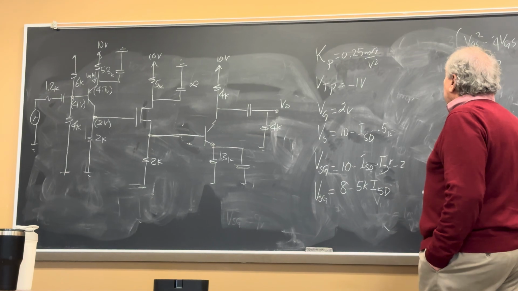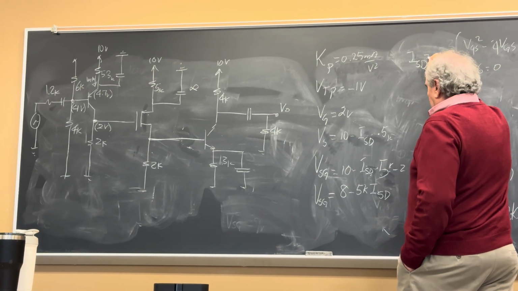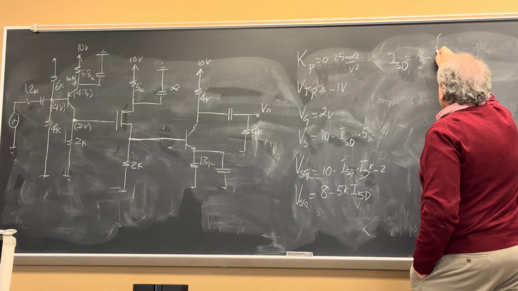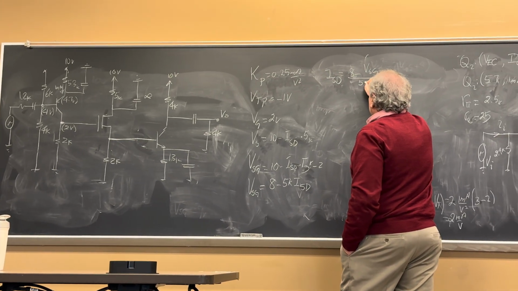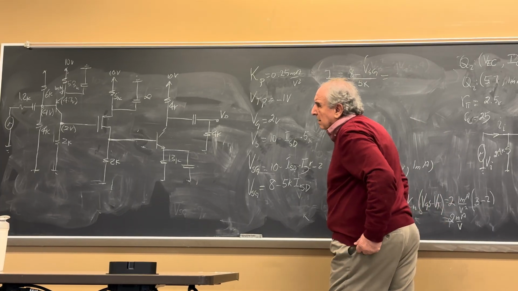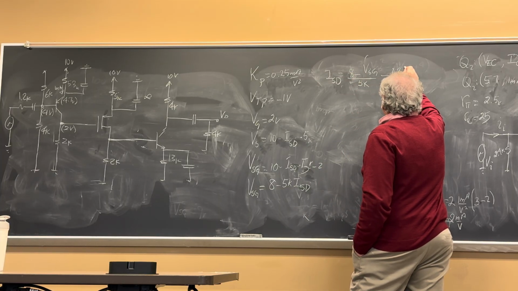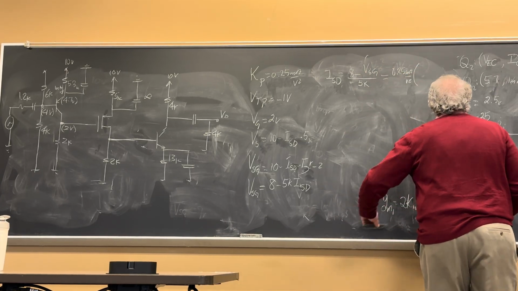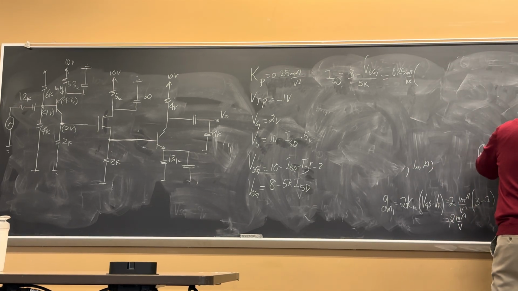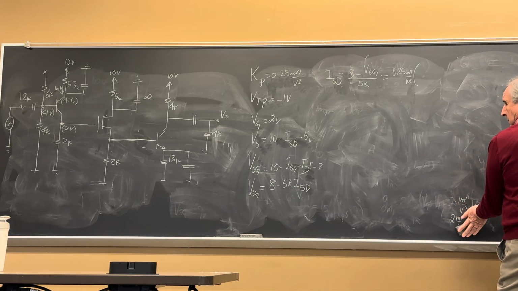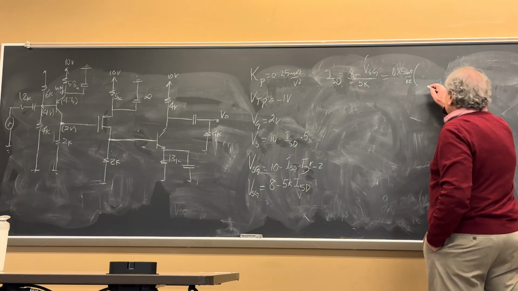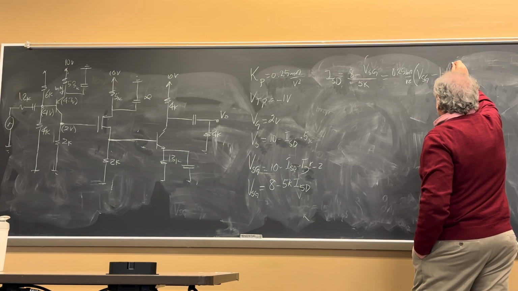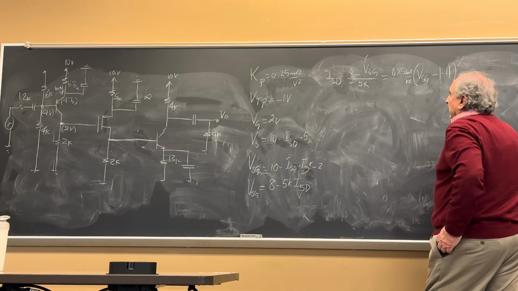That. Now you can get ISD. It'll be (8 minus VSG) over 5K. That's equal to KP, 0.25 milliamp per volt, times (VSG, absolute value, minus 1) squared.